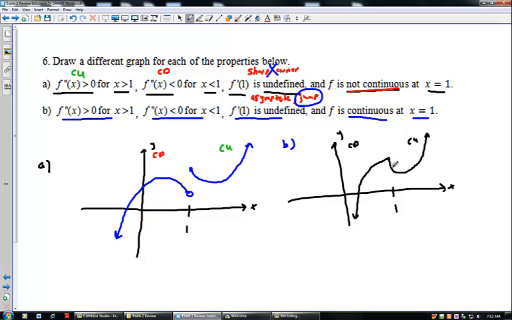It's continuous because I can draw it without lifting my pen here. But the derivative doesn't exist because from this way it has one rate of change, but from this way it has a completely different rate of change. And that's what gives us this sharp corner here.